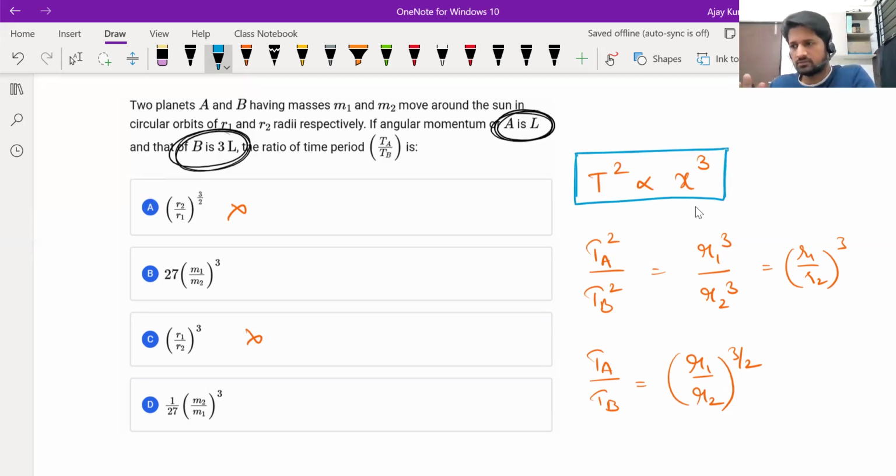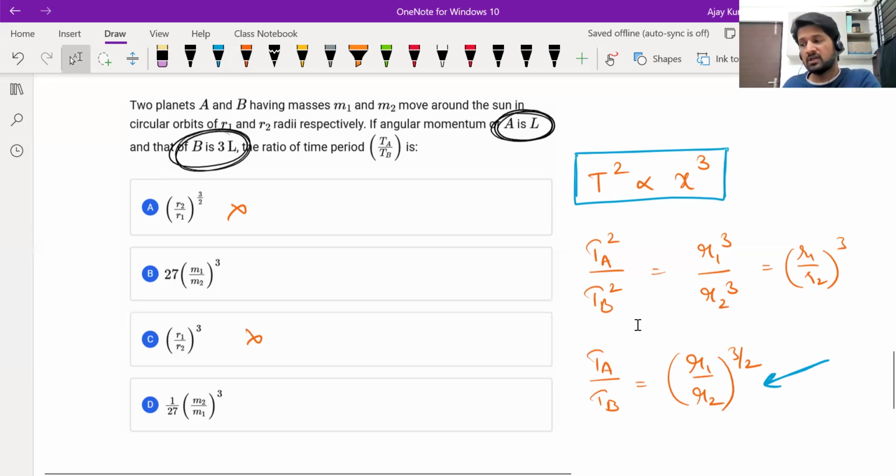So time period of revolution of a satellite T square proportional to cube of radius, that you should know comfortably. This way we are not getting anywhere. But we know that the ratio of time periods depends on ratio of radii. But the two options which are given in terms of radii are eliminated. So we should express this in terms of masses now.